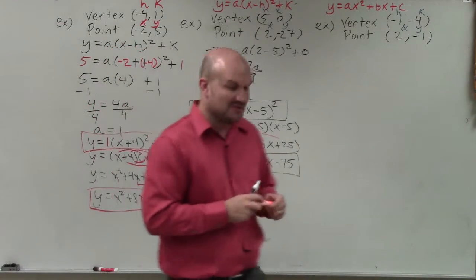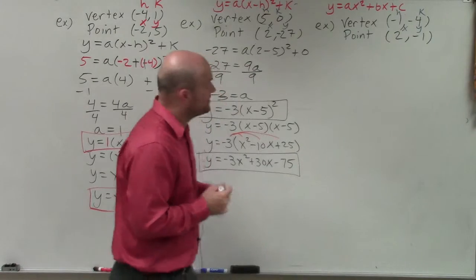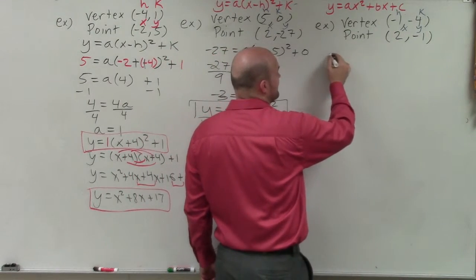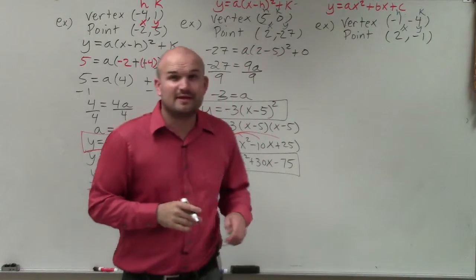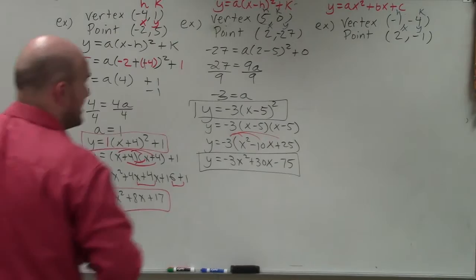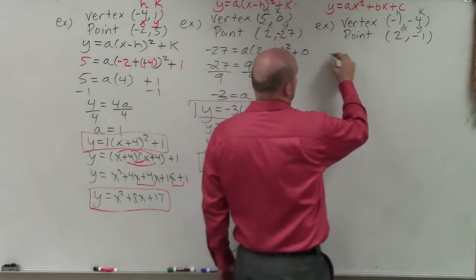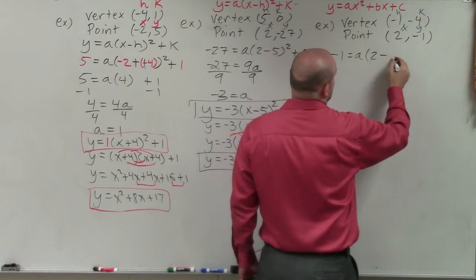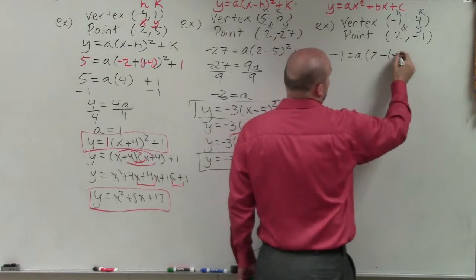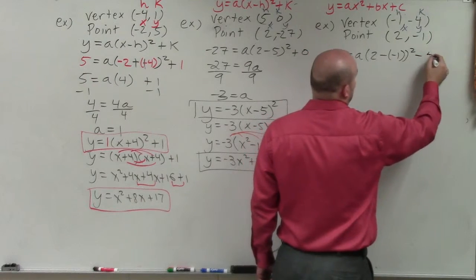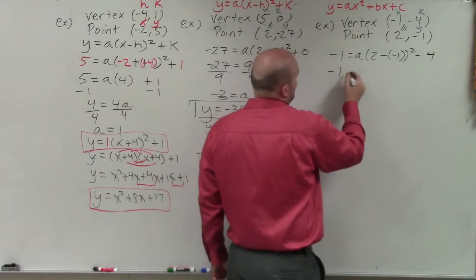All right, let's get to the last one here. Again, we're going to do the exact same method. I'm just going to plug in my points for x and y, and then also plug in my points for h and k. So I have negative 1 is equal to a times x, which is 2, minus h, which is going to be minus a negative 1, squared, plus k, which would really be minus 4.